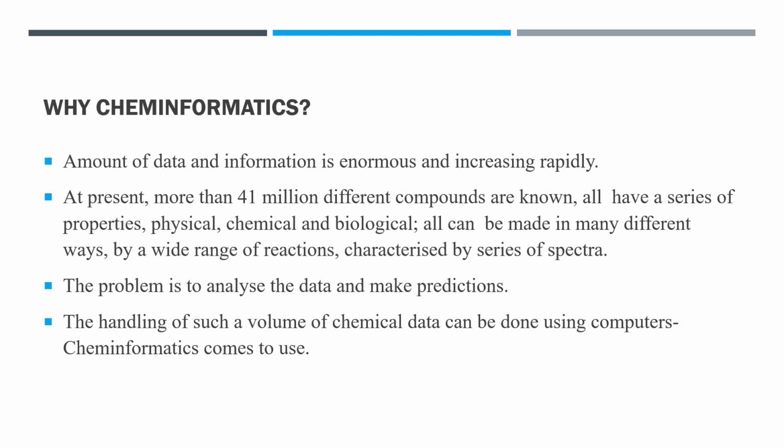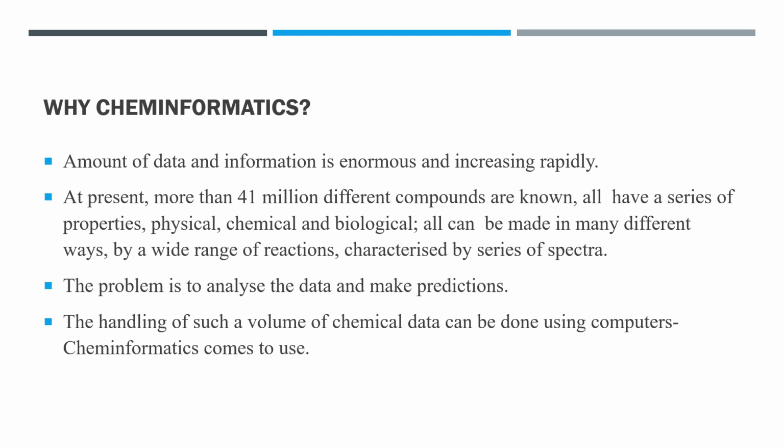See, since time immemorial, chemistry has been an experimental science, and a lot of compounds and a lot of experiments have been done, and that has generated quite a lot of data and information. Still, it is increasing. For example, at present, more than 41 million different compounds are known, and they have a series of physical, chemical, and biological properties, are involved in so many reactions, and are characterized by a series of spectra. Now, we need a tool to analyze the data and make predictions.